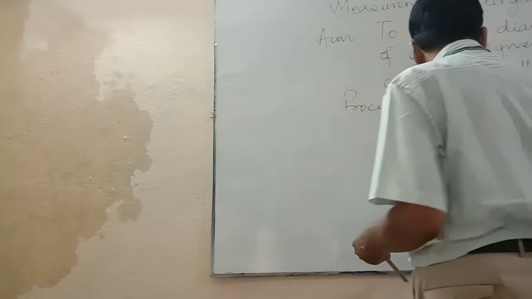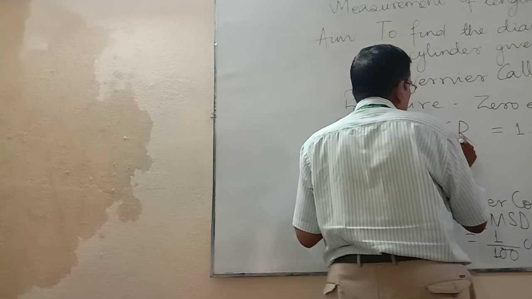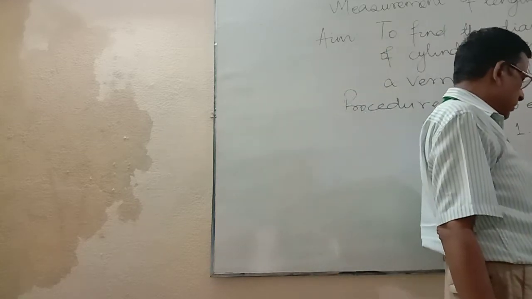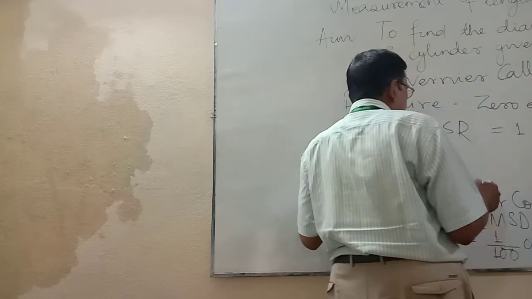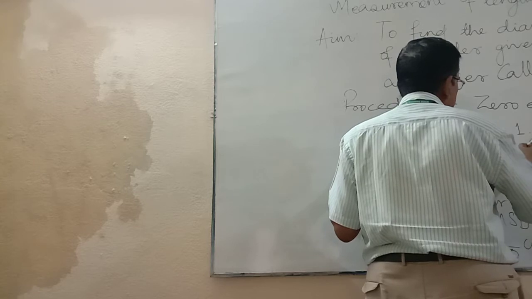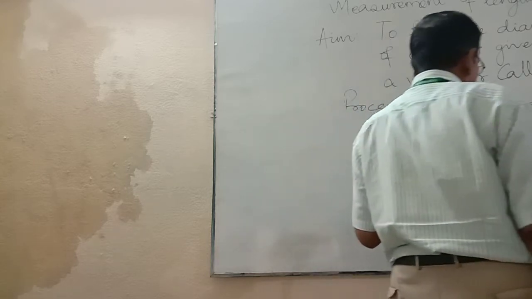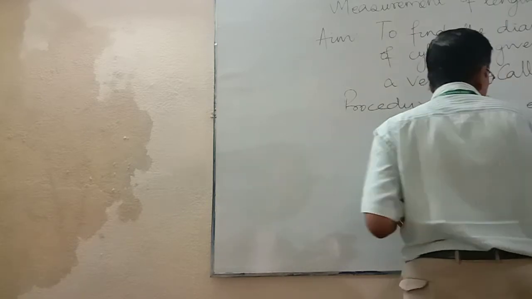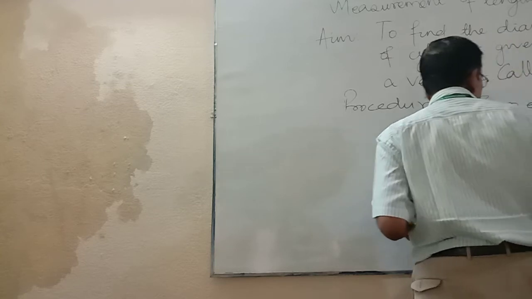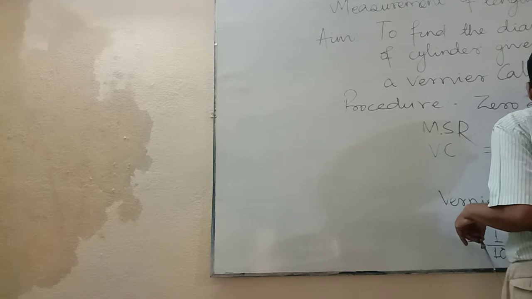That means the vernier constant, which is 0.01 as we said, is equal to 4 into 0.01, equal to 0.04 centimeter.